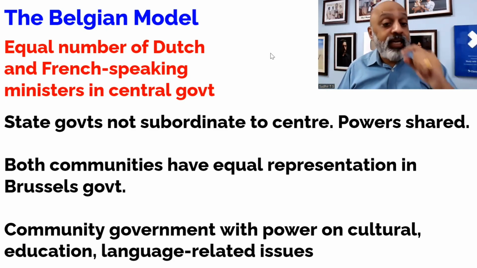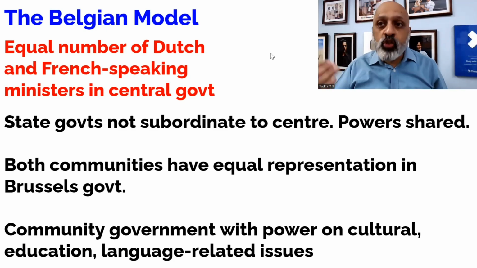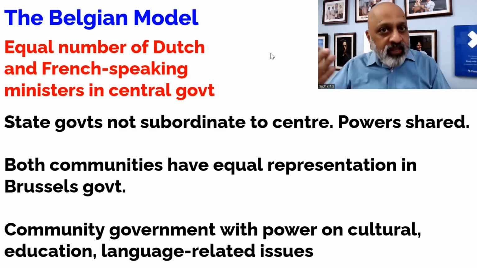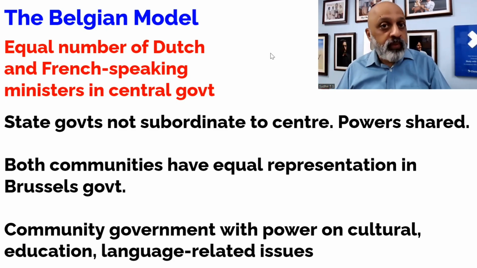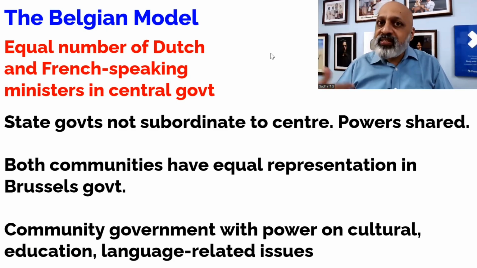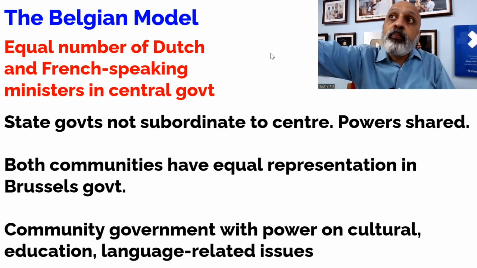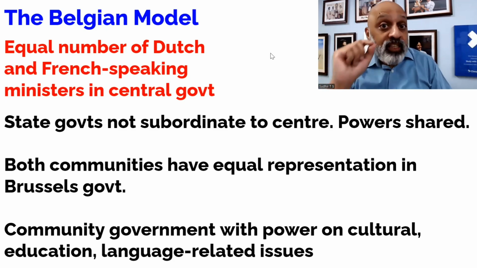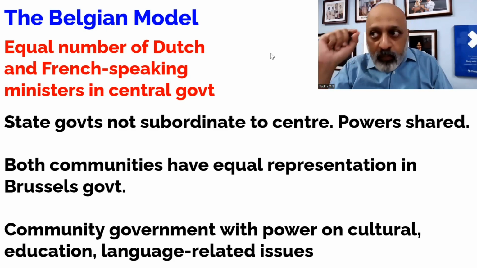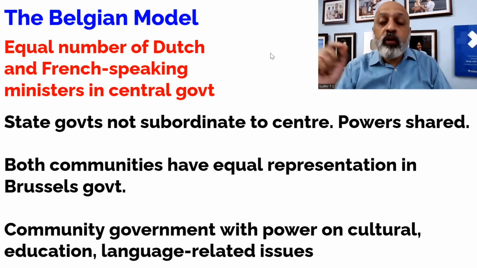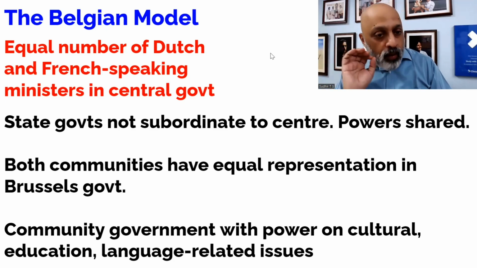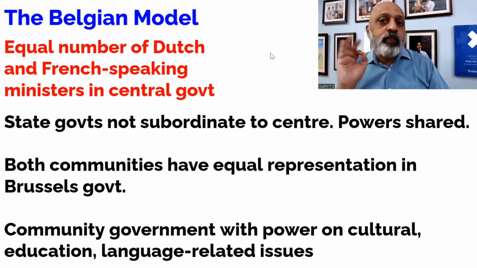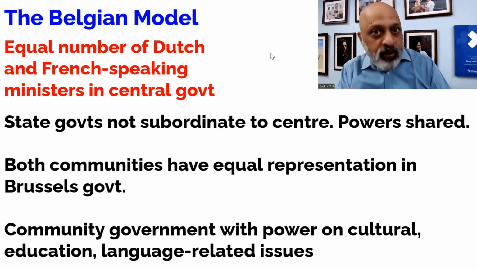The state governments, it said, will not be subordinate to the center. So the French government in, say, the southern part of Belgium, they make laws for themselves. No law will be imposed from the central government on any of the state governments. The powers were shared, sharing of power, so that both the states and the central government do not feel that someone is imposing their will on each other. Both communities, that is the French speaking and the Dutch speaking communities, have equal representation in the government in Brussels.